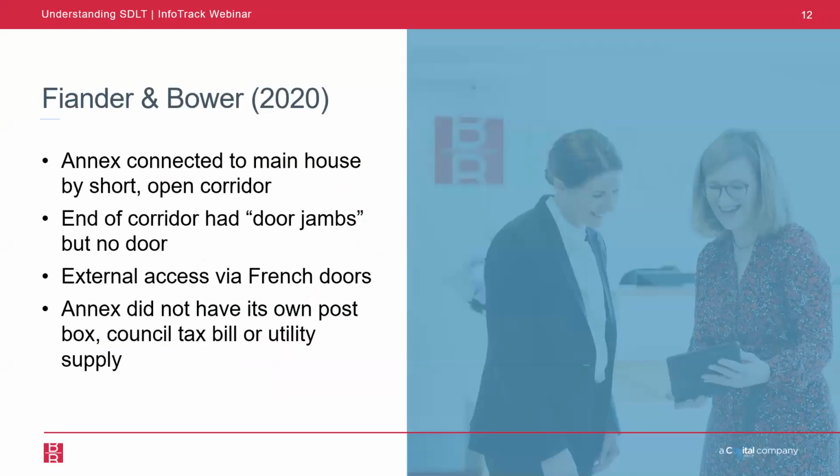Let's look at that tribunal case. So earlier this year, the taxpayer in that case argued unsuccessfully that a purchase of a house with an annex qualified for multiple dwellings relief. Now, the annex in question was connected to the main house by what the tribunal describes as a short open corridor. At the end of that corridor next to the house, there were what's called door jambs. And I learnt after reading this case that door jambs refers to the frame in which a door may be hung. But importantly, there was no door fixed to that door frame. The annex did have its own external access via French doors. And the annex did not have its own postbox, council tax bill, or utility supply.